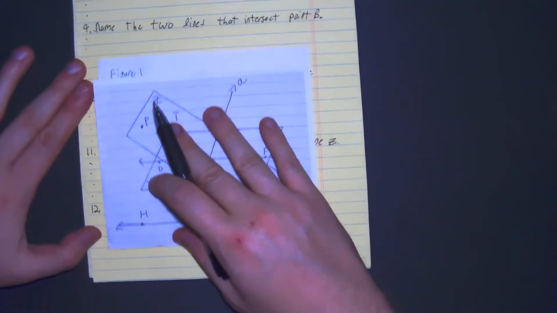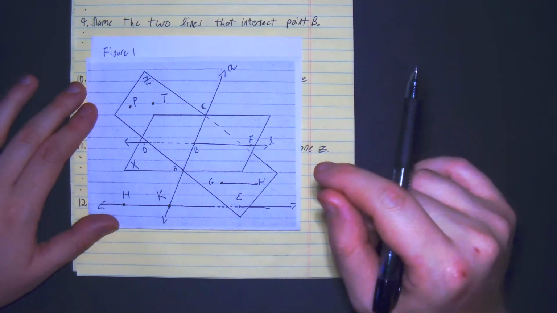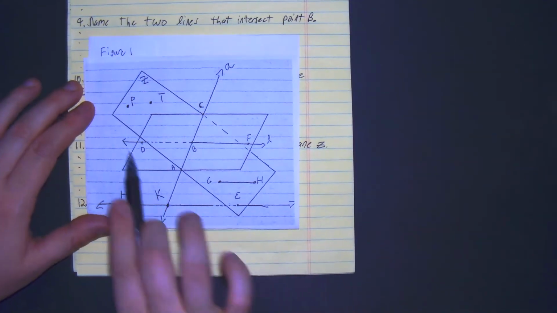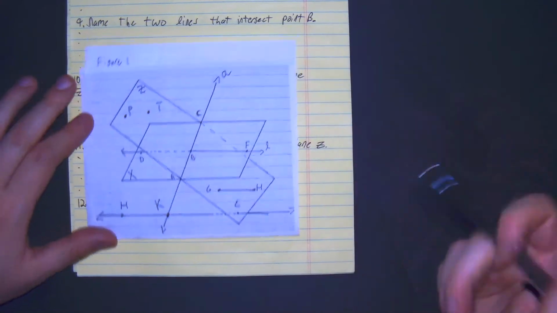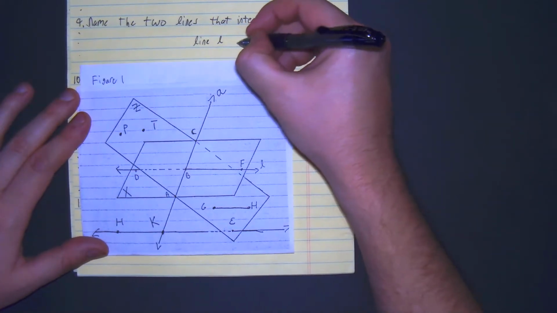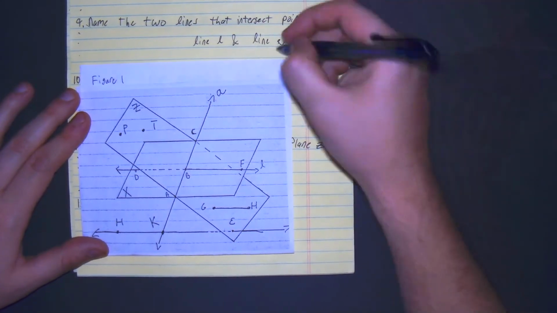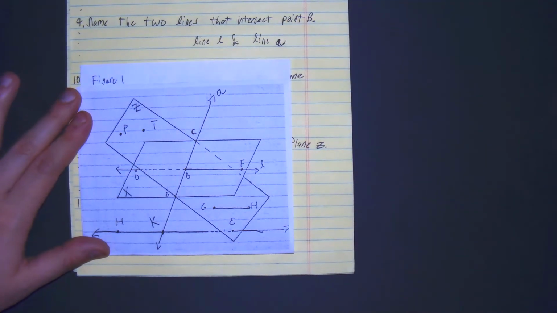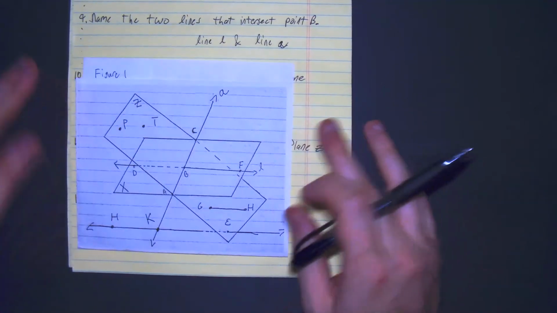Okay, number 9. Name the 2 lines that intersect at point B. We have point B right here, so we have line L and line A. Ooh, that's a horrible looking A. So we have line L and line A, because point B is here.